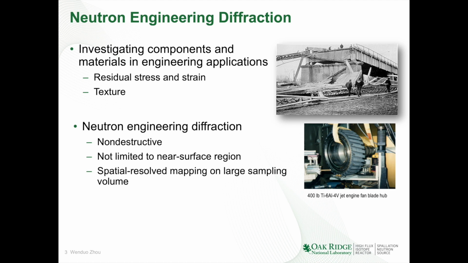Neutron diffraction is a unique technology to study these properties. It is non-destructive because neutrons are either traveling through the metal or scattered by nuclei. Because neutrons can penetrate metal, they can measure the inside of the sample, not limited to the surface. For example, a real jet engine blade was once measured at this beamline. With well-controlled motors, it is able to do spatially resolved mapping on large sample volumes.